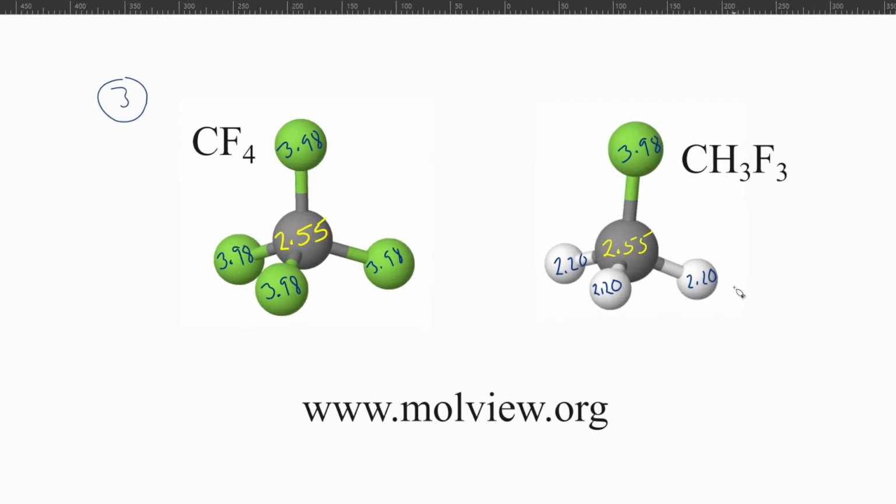So which one of these is the polar molecule? See if you can figure that out.